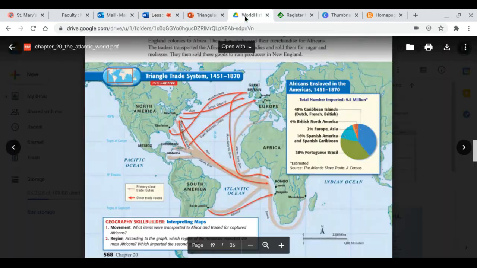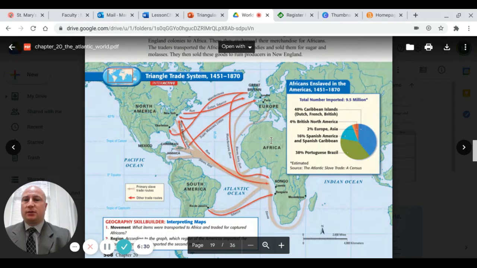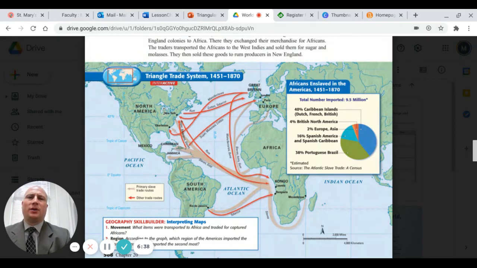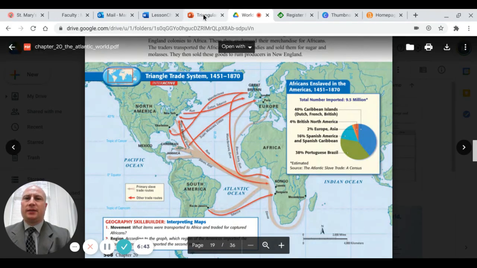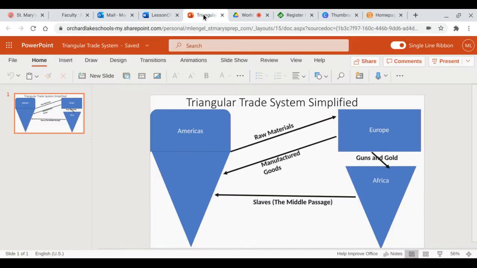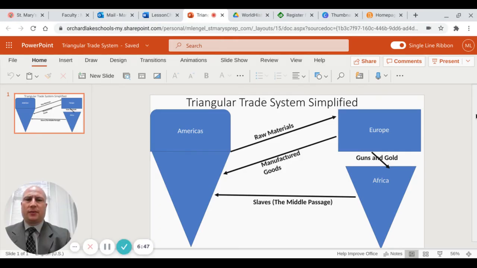So take a look at a couple of things here. First of all, this is the triangular trade system. You see a lot of lines going pretty much all throughout this triangular region. What I'm going to do is try to simplify this. To simplify this, I drew sort of my own version of this and made it just a little bit more basic. So I used this symbol for the Americas. I didn't make it exactly what the Americas look like. I've used the rectangle for Europe and this blue triangle for Africa.